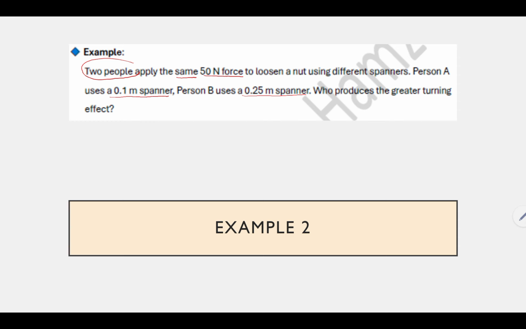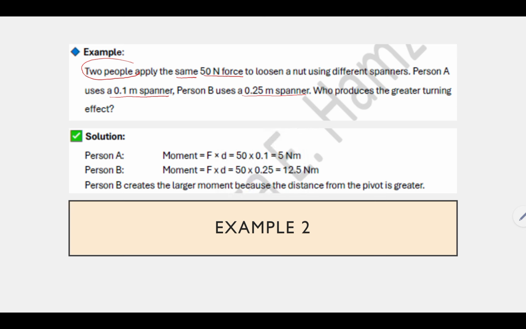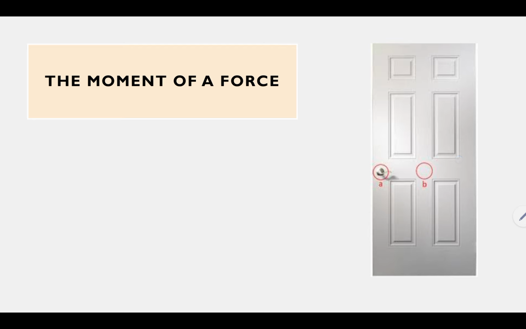We took that moment as force times distance, and since they're both applying the same force of 50 Newton, we're going to use 50 for both of them, but person A will use the distance as 0.1, person B as 0.25. So here's the answer. Person A's moment is 5 Newton meters, person B 12.5 Newton meters. So my answer will be person B creates the larger moment because the distance from the pivot is greater.